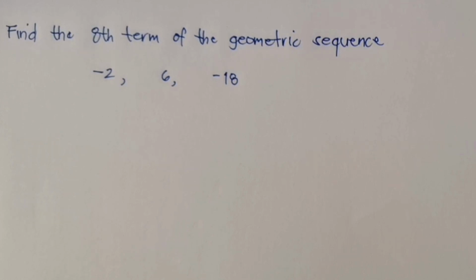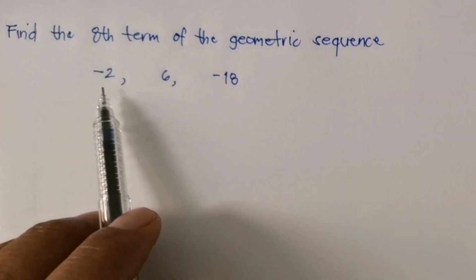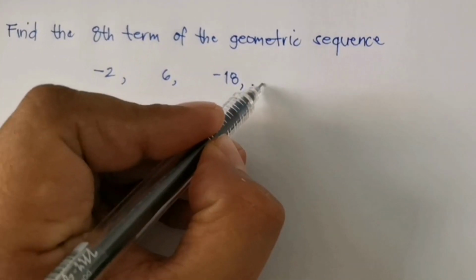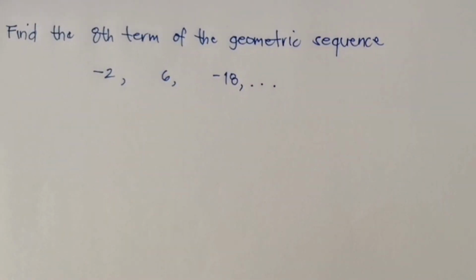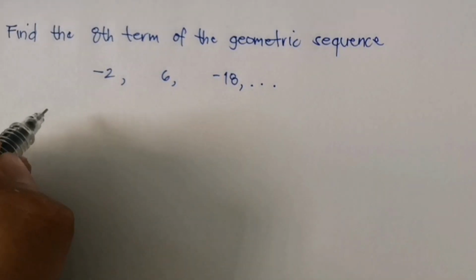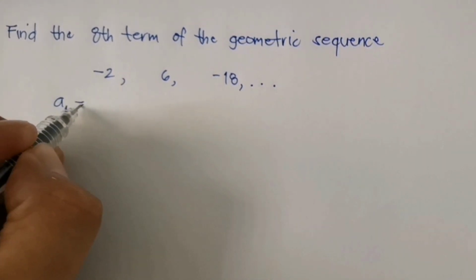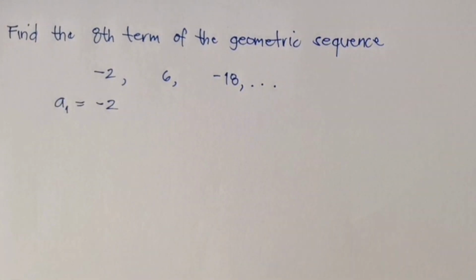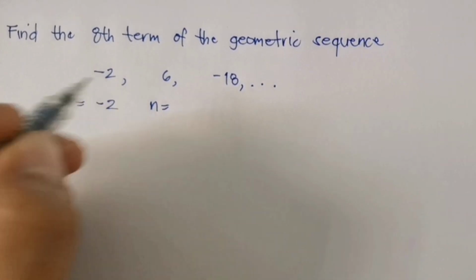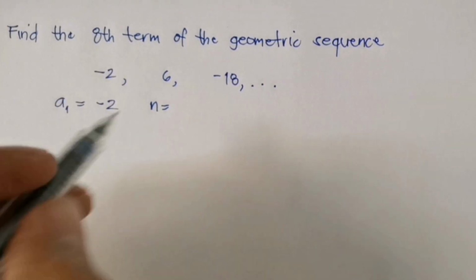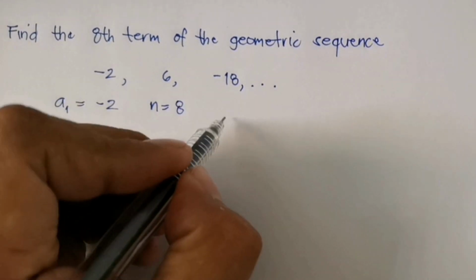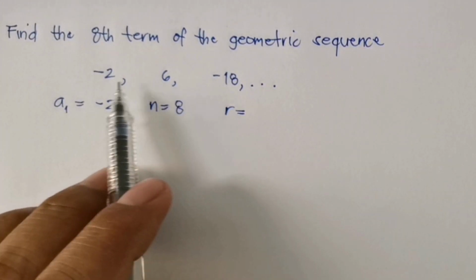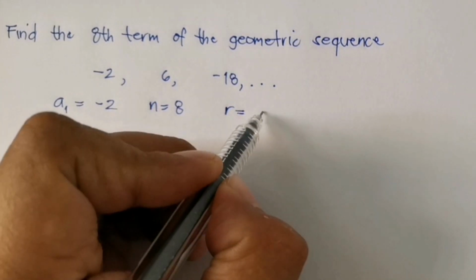Find the 8th term of the geometric sequence -2, 6, -18. Okay, first thing to do is to find a sub 1. A sub 1 in the sequence is -2. The value of n is equal to 8. And the common ratio is 6 divided by negative 2, that is negative 3.